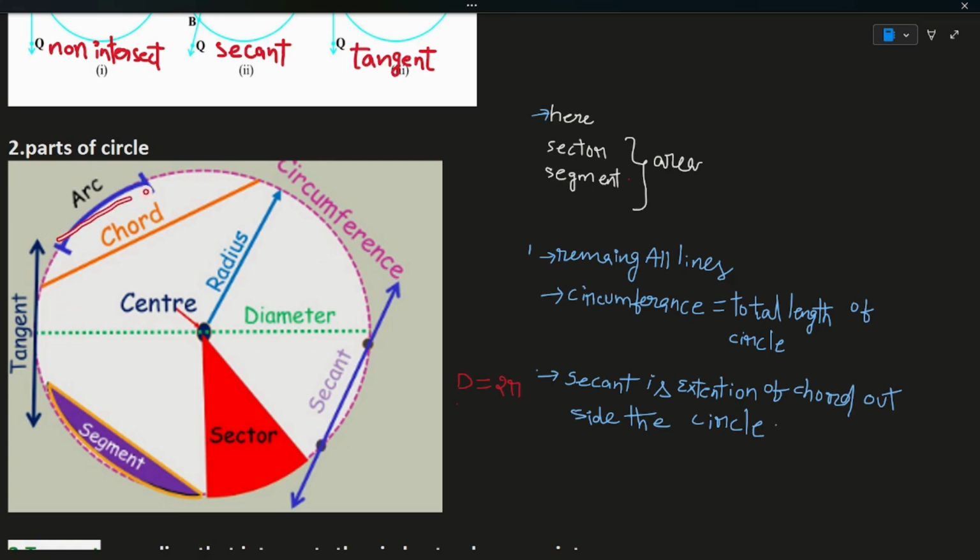Just imagine the arc is simply a line, the chord is simply a line, the radius is simply a line, the diameter is simply a line, the secant is also simply a line, the tangent is also simply a line. But coming to the segment and sector, they are not simply lines, they are areas. So this is the difference between the segment and sector and other parts of the circle.